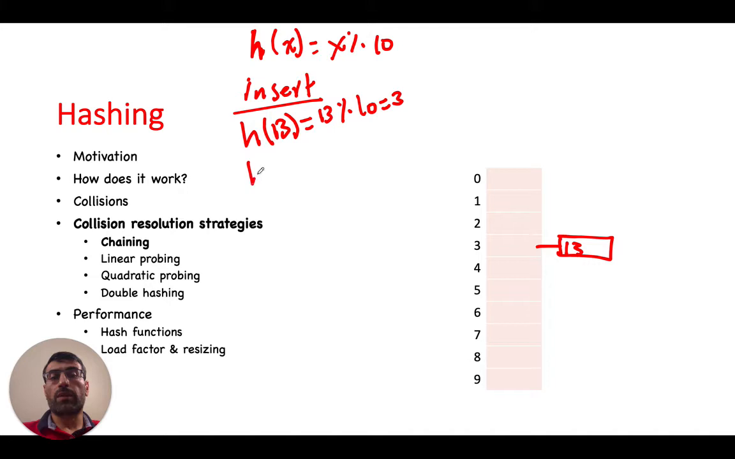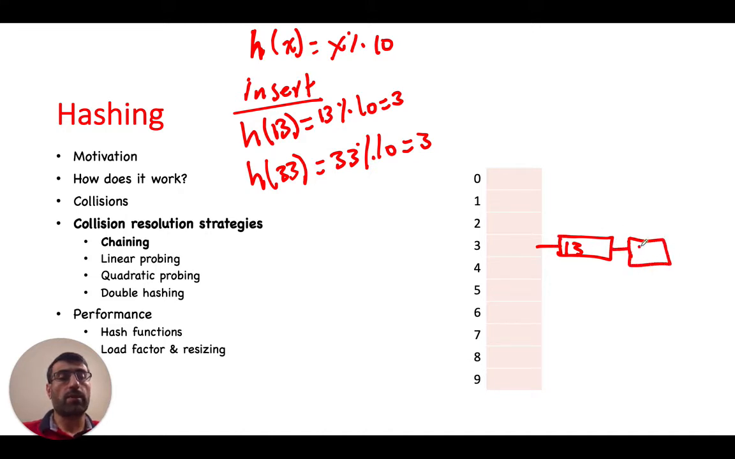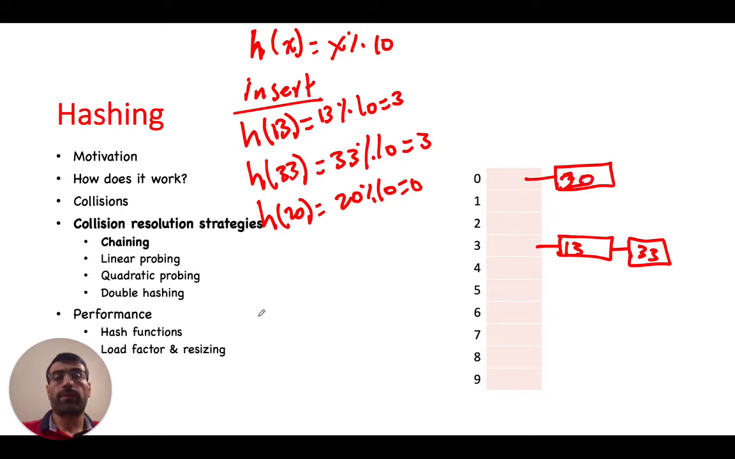Let's try 33. h of 33 is 33 mod 10, which is again 3. Now there's a collision, but that's not an issue. We can add the element either at the beginning of the list or at the end of the list. So let's add 33 here. Let's say we want to insert 20, right? So 20 mod 10, that is 0. So we go to bucket number 0 and we insert 20 in the list maintained at bucket number 0.